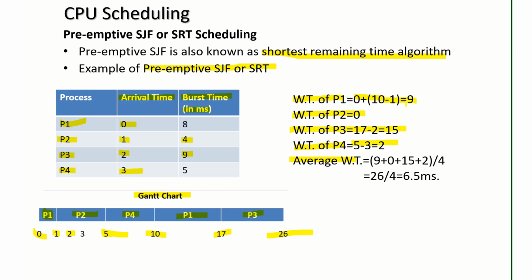Now since you got all the waiting times for all the processes, we have to add these to get the average waiting time. So 9 plus 0 plus 15 plus 2 divided by 4. So what you will get, 26 divided by 4 equal to 6.5 milliseconds.